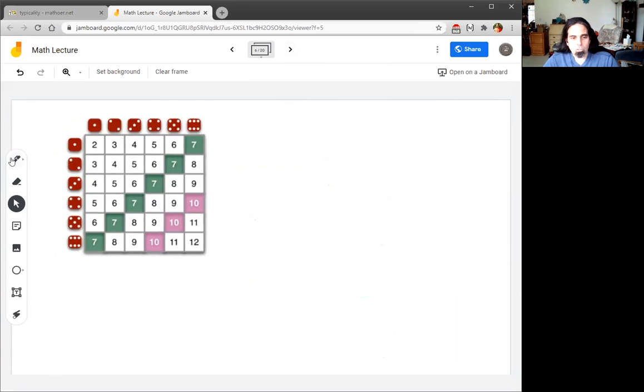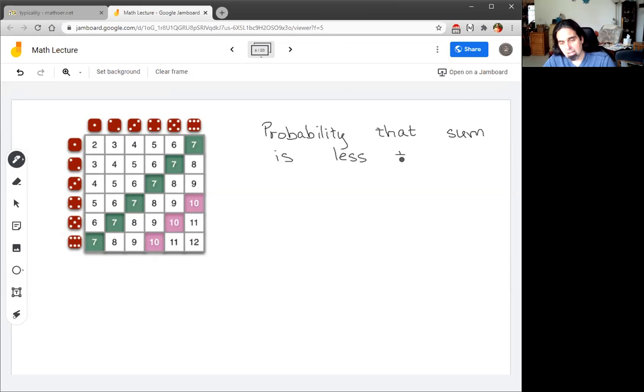So this isn't hard. We all know how to count. So let's just make up a problem. Probability the sum is less than or equal to 5. So I have to take my chart and I will highlight the ones that work.